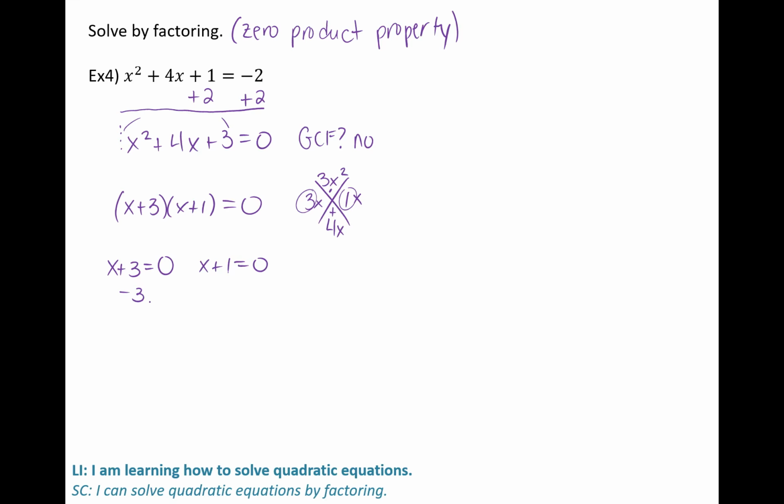And then to solve, I'm going to subtract 3 from both sides, x equals negative 3. Subtract 1 from both sides, and I get x equals negative 1. So final answer, x equals negative 3 and negative 1.